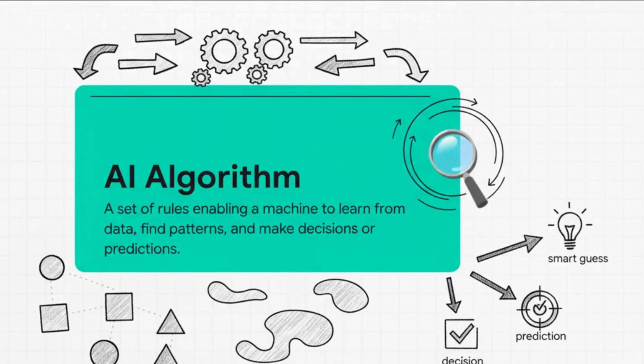Okay, so what is an AI algorithm technically? Well, at its core, it's a set of rules that lets a machine learn from data, find patterns in that data, and then make decisions or predictions. You can think of it like the instruction manual for making a machine intelligent.